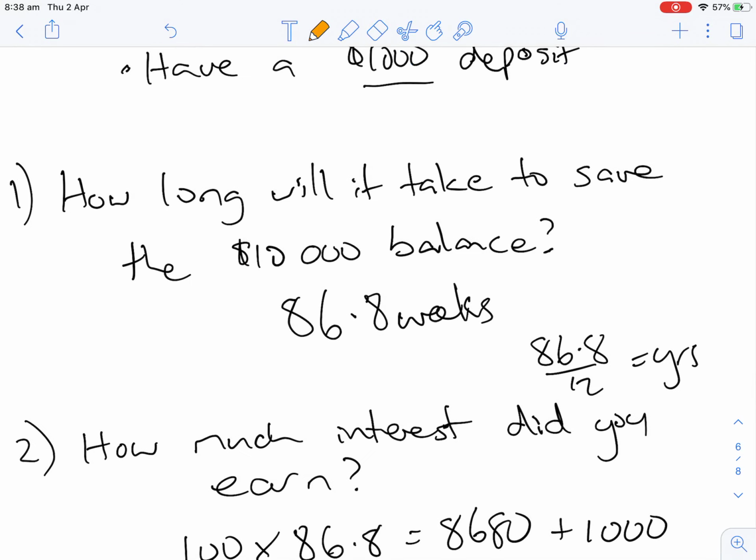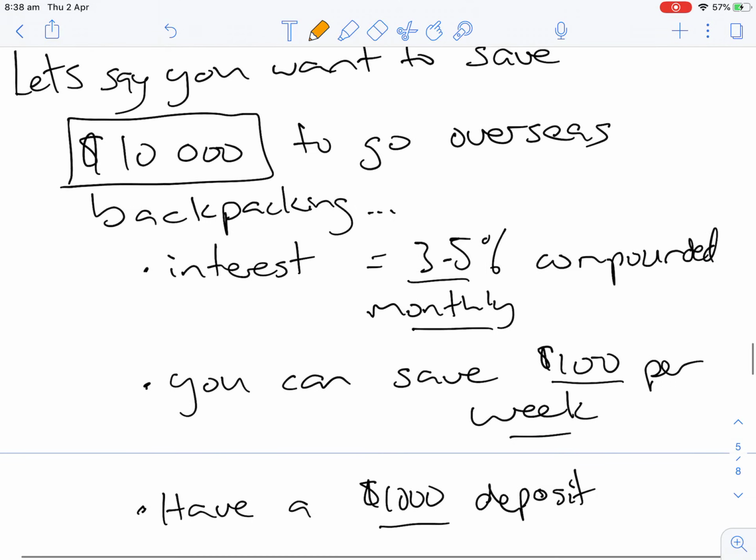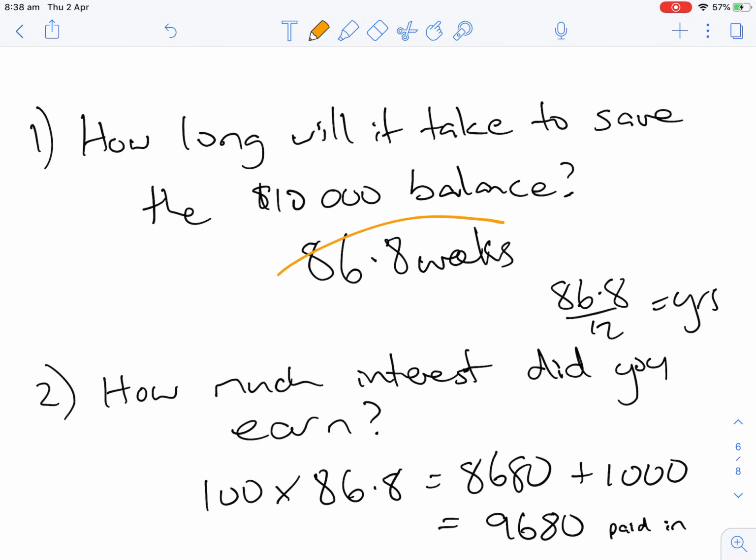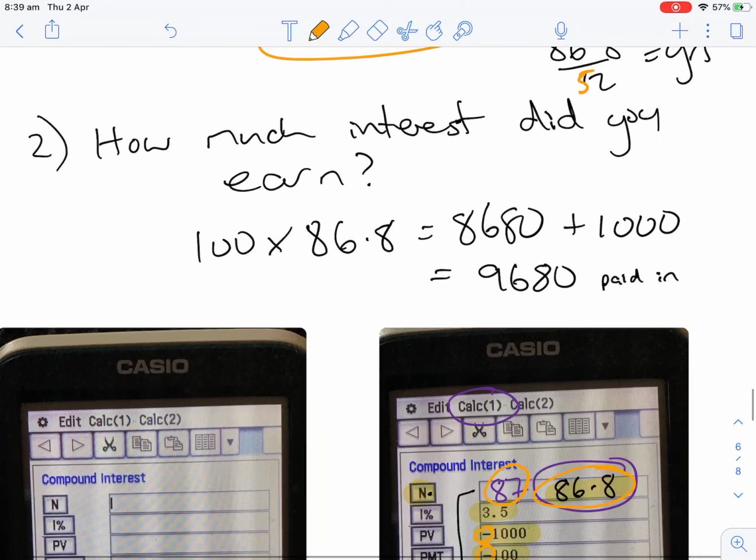So let's go through the remainder of that question there. Now, what else did I ask you? Firstly, I asked you how long would it take? And that was my 86.8 weeks, which we've got here. If you wanted to convert that to years, then obviously, what have we got? I don't know why I've written a divide by 12 under there. If that was 86 weeks, then I would have been dividing by 52 at the bottom of here to turn that into years.